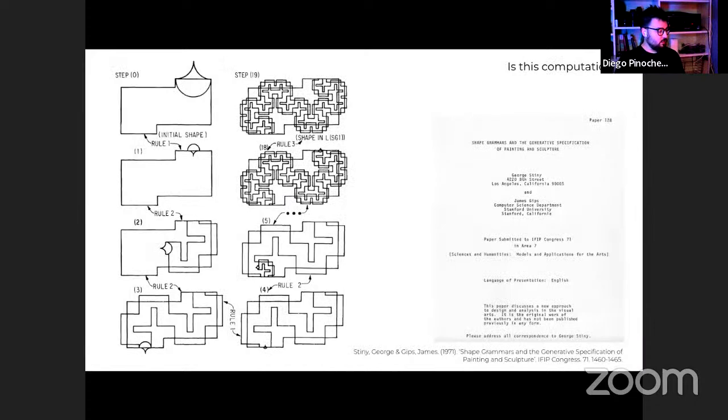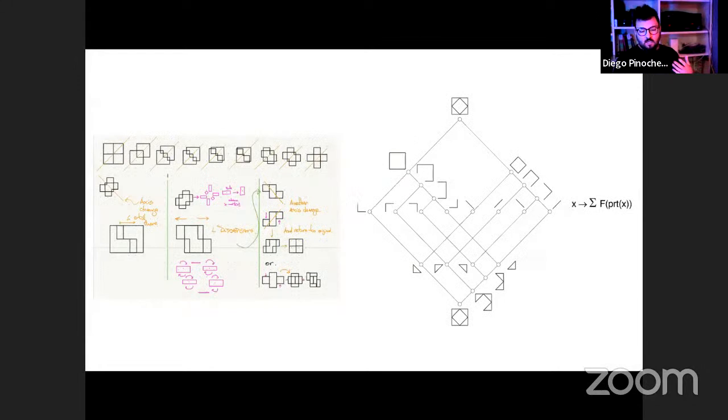In this case, what you're seeing here is the seminal paper on shape grammars, which talks about computation as a way of calculating. And if we look for the definition of what computation is, what it means to compute, it has to do with the idea of calculating something. So we are computers. The only difference is that we're not digital computers. So when we come to this idea of computation, it has to do with performing operations and understanding operations as we go.